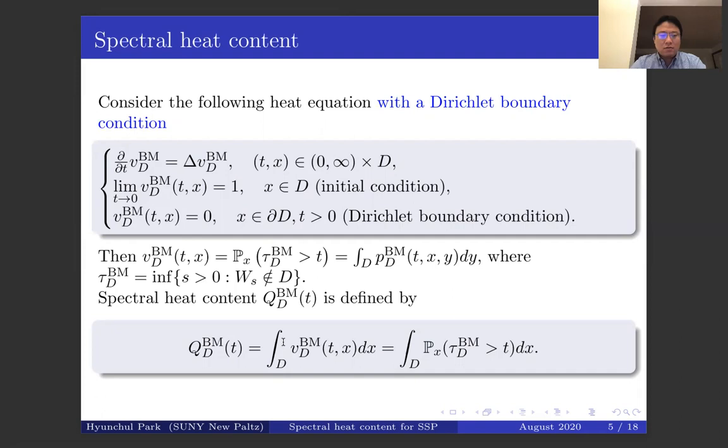And this can be written as the integral of the solution of the heat equation, where this V_D is a solution of this heat equation with the initial condition and Dirichlet boundary condition. And this V_D can be written in probabilistic terms: it is the probability that the Brownian motion starting from position x survives until time t. So there's some relationship between this heat equation, probability, and spectral heat content.